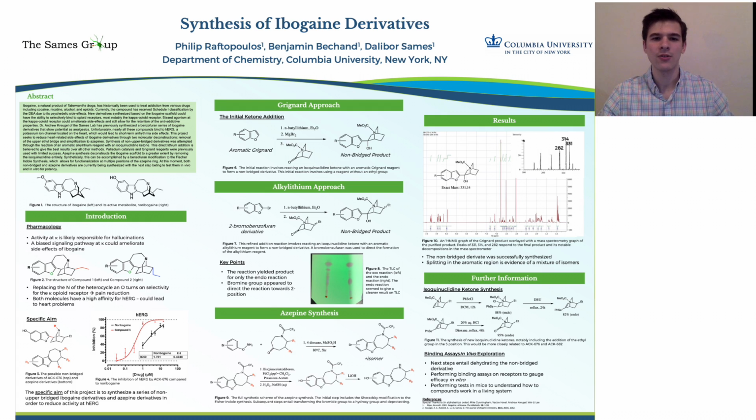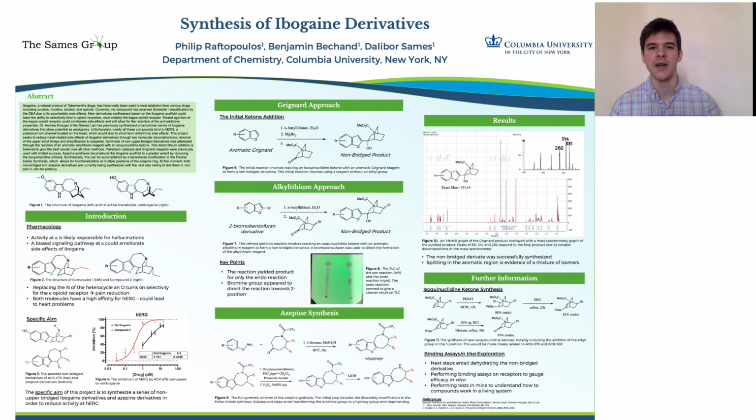Ibogaine has historically been used to treat addiction to various drugs, including cocaine, nicotine, alcohol, and opioids. Currently, Ibogaine is Schedule 1 by the DEA, meaning it can no longer be used in this kind of treatment, although it was prevalent in the 60s. There definitely exists a need to create derivatives of Ibogaine without the psychedelic side effects, especially due to the current opioid crisis in the US today.